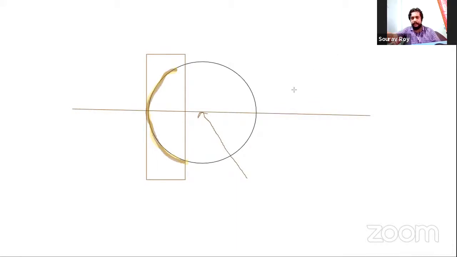Just remember this point. It's an imaginary line. In reality, it will not pass. It's just an imaginary line. If it passes, then I'll call it a principal axis.